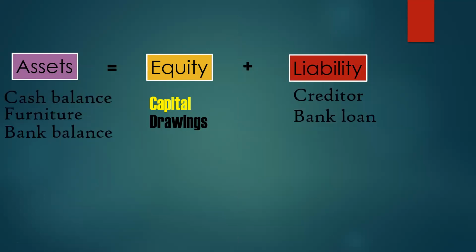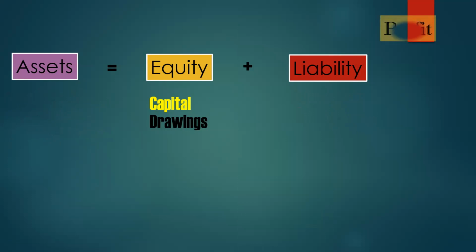So that's a small exercise to recover the knowledge we discussed up to now. Cash balance, furniture, and bank balance are assets. Capital and drawings are equity. Creditors and bank loans are liabilities. Now, can you write this equation with capital and drawings again?